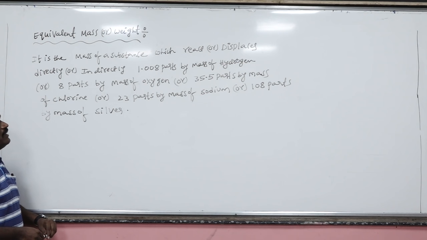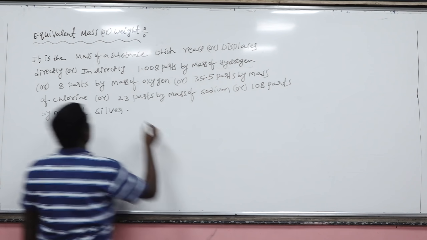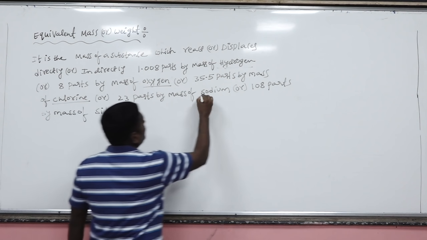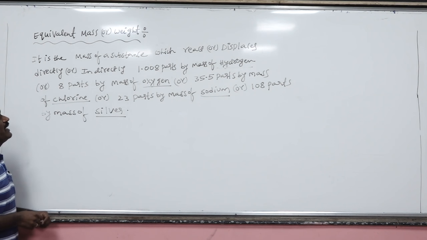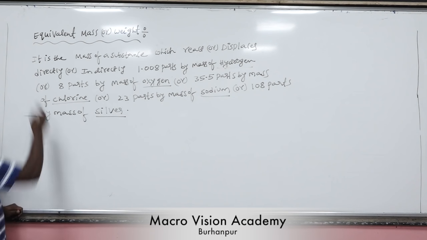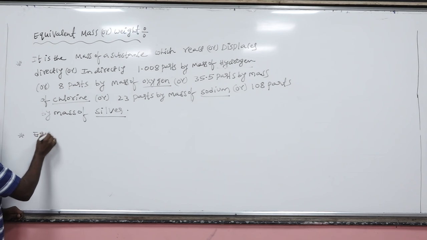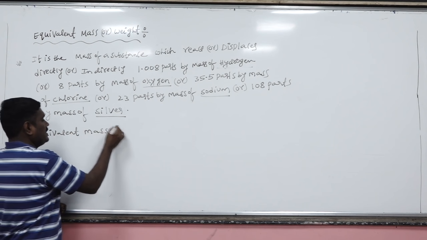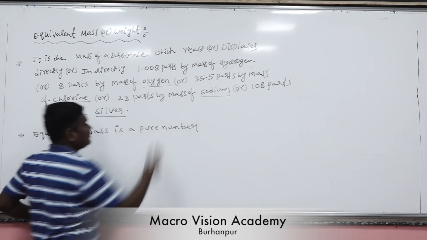Now, these are some reference elements: hydrogen, oxygen, chlorine, sodium and silver. These are the reference elements by which we can calculate the equivalent mass of other substances. Okay. Now, one more important thing. This equivalent mass is a pure number. It is a pure number.